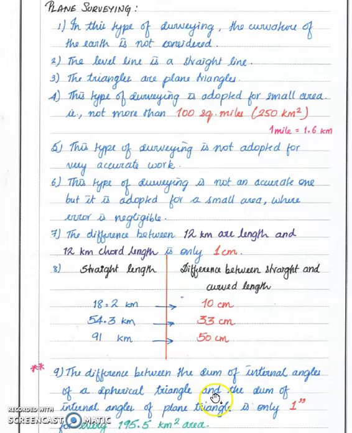So no problem. The difference between the sum of internal angles of a spherical triangle and the sum of internal angles of a plane triangle is only 1 second for every 195.5 kilometers squared of area. I think you may not be able to understand these lines. Now I will explain with some pictures in the next screen.